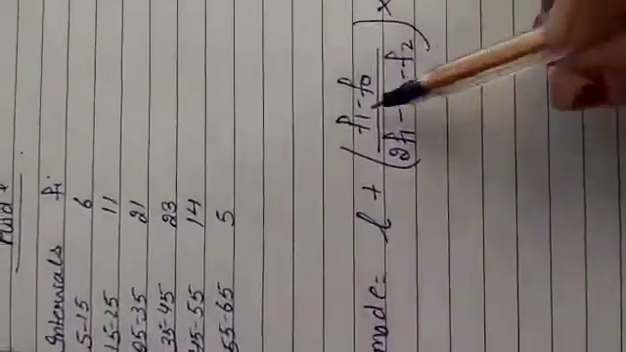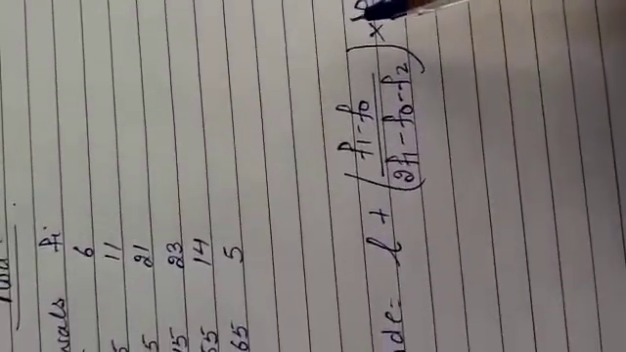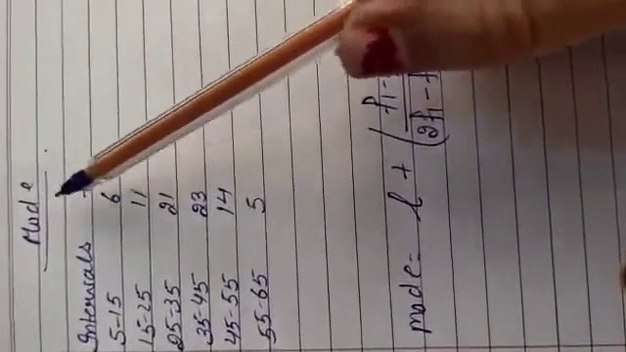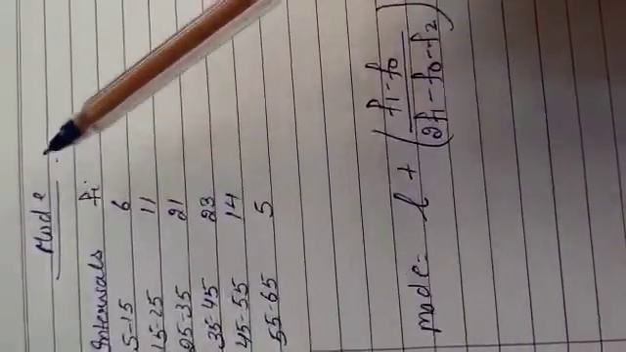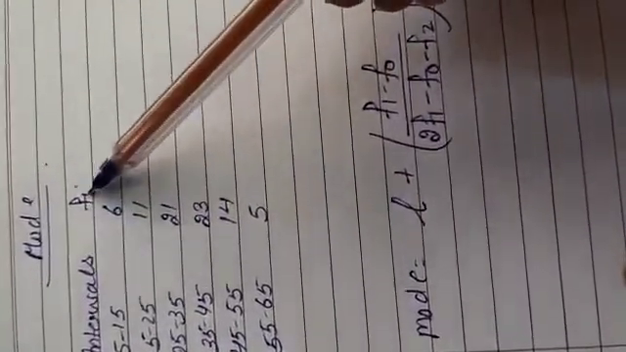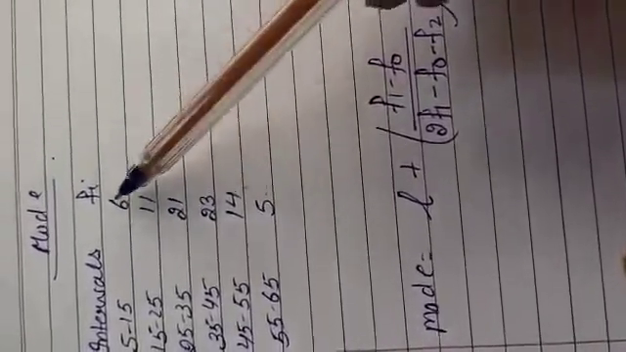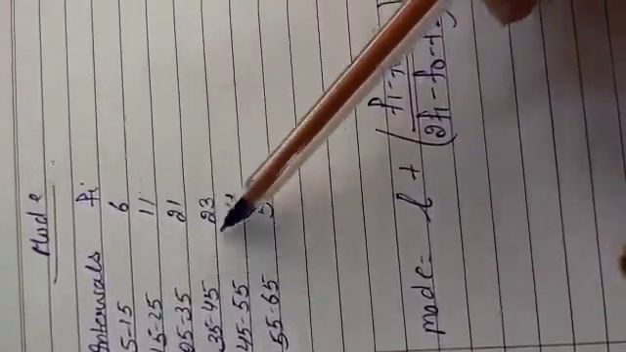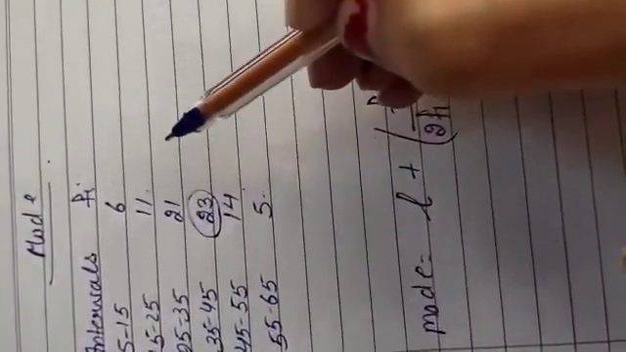Now what are f1, f0 and f2, L and h? First of all, what is mode? Mode is actually the most occurring term present in your data. For it, first of all, we have to check the highest frequency given in our information. The highest value in this column is 23. So you first have to circle the value 23, the highest value of the data.